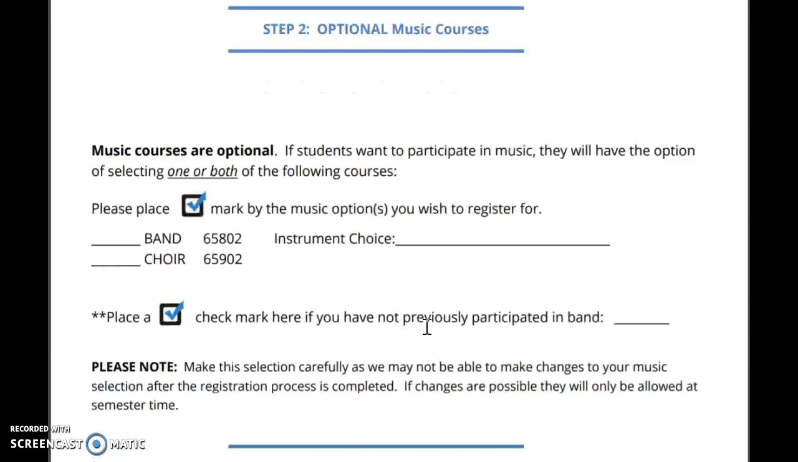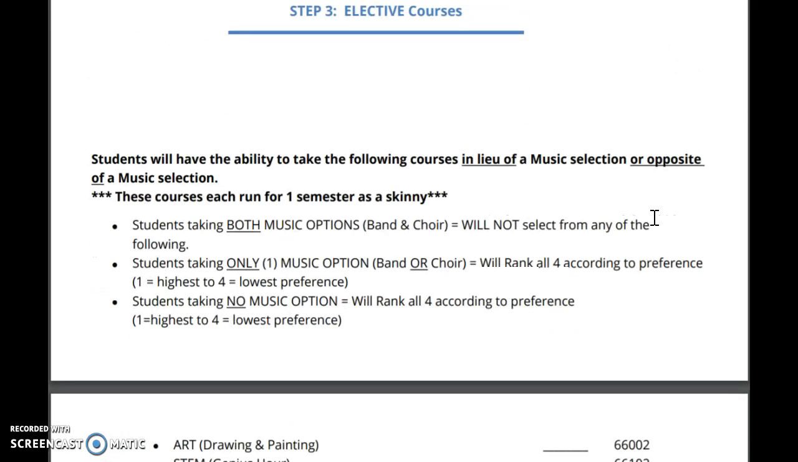Step 3. Elective courses. Students will have the ability to take the following courses in lieu of a music selection or opposite of a music selection. These courses run for one semester as a skinny. Students taking both music options, band and choir, will not select from any of the following. Students taking only one music option, band or choir, will rank all 4 according to preference, with 1 being highest and 4 being lowest. Students taking no music selection will rank the following courses according to preference, 1 being highest and 4 being lowest.